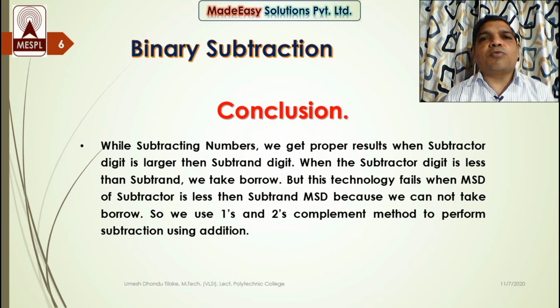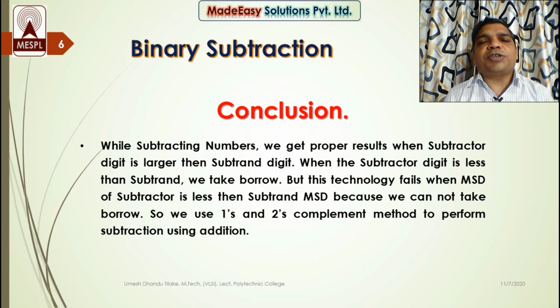So what can we conclude over here? In binary subtraction, when our subtractor is larger than the subtrahend, we get proper results. But if our subtrahend is larger than the subtractor, then the borrow technique fails, especially while performing subtraction of the most significant bits. Because if we require a borrow while performing subtraction of the most significant bits, we don't have a next significant bit to take a borrow from. That's why we use the complements method in binary subtraction, and that we will see in the next lecture.